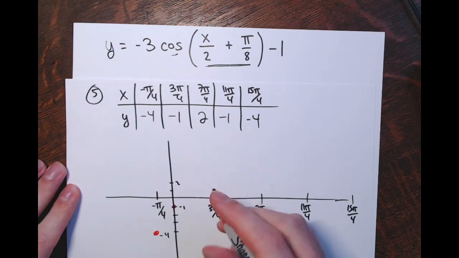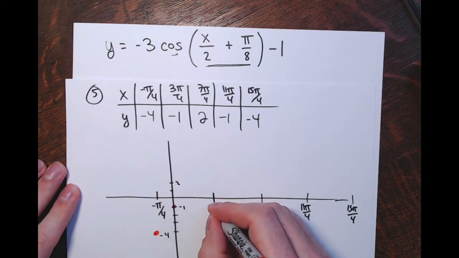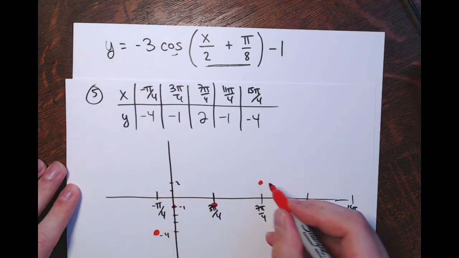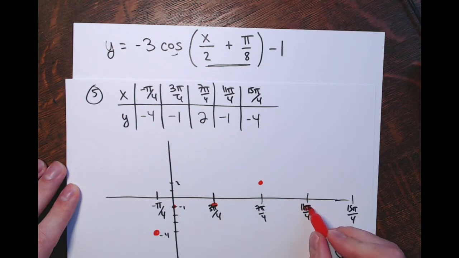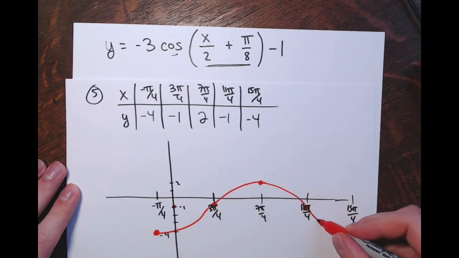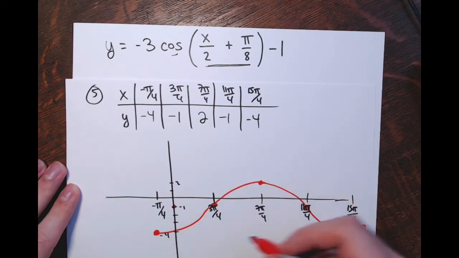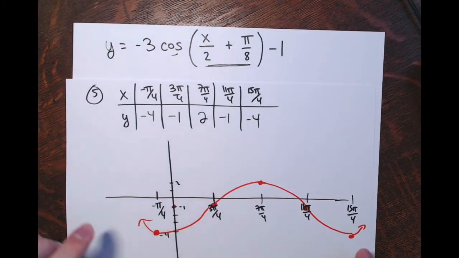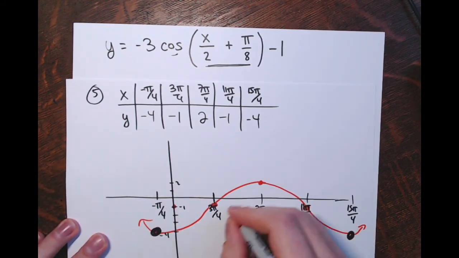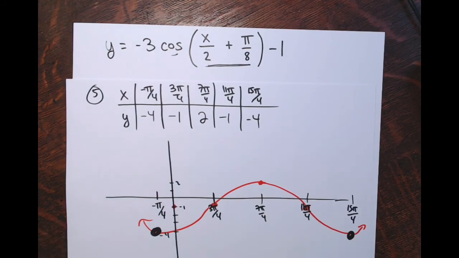Oops, not there. Not there, right here. So negative pi over 4, negative 4, 3 pi over 4, negative 1, 7 pi over 4, 2, 11 pi over 4, negative 1, and 15 pi over 4, negative 4, and yup. And that would continue on that way forever, that way forever. But there's one cycle from this point to that point. One full cycle of this cosine graph.